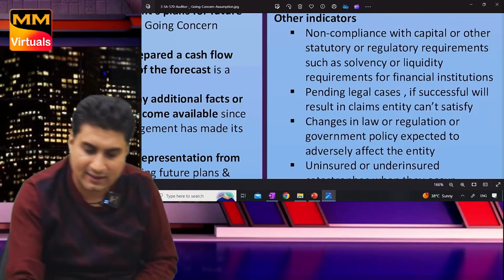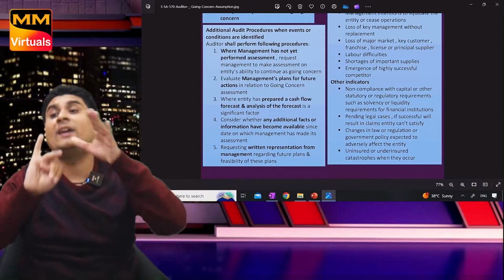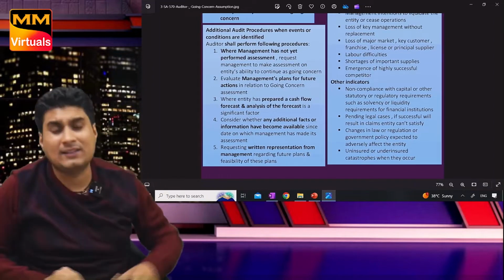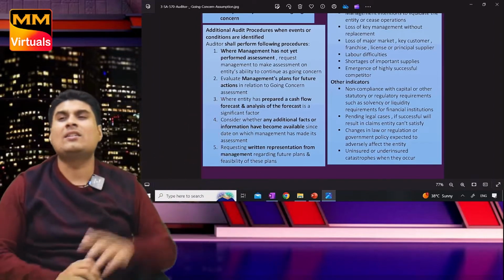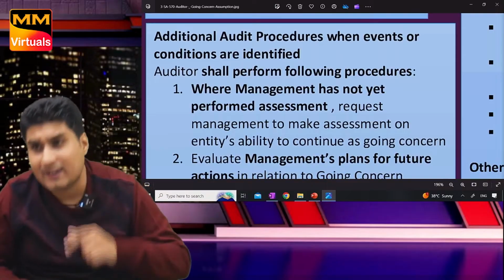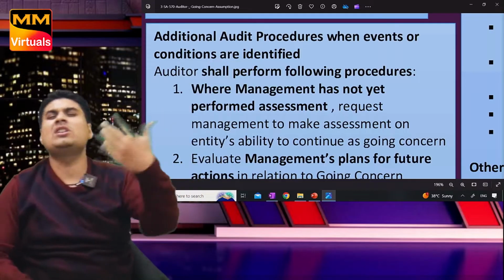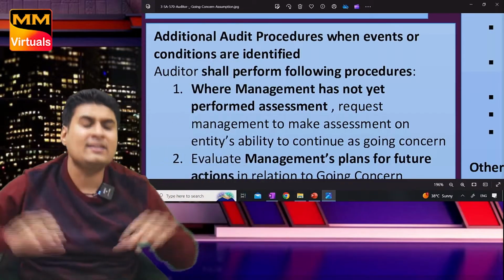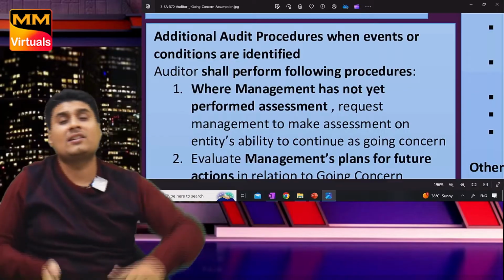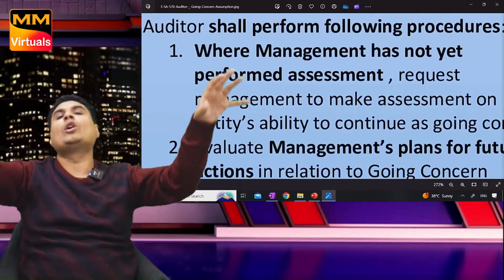Catastrophe means major disaster. So whenever there are these indicators, three: financial, operating, other, we will check mitigating factors. These additional procedures are done only when there are indicators. One last time, these additional procedures are done only when there are indicators. Whenever there are indicators, we will do additional procedures. The auditor shall perform the following procedures.